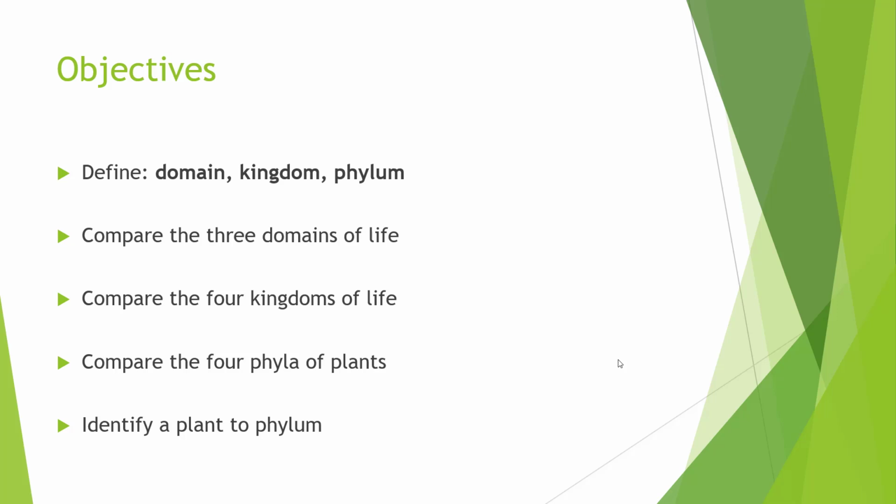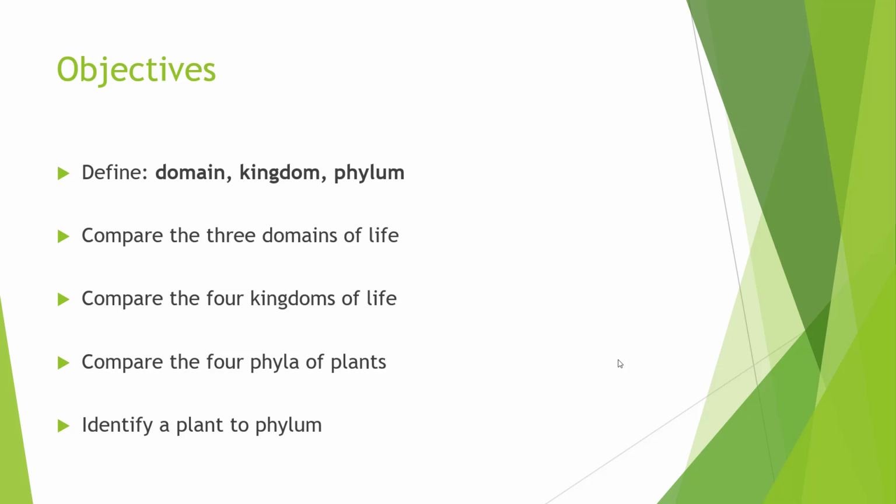Be able to compare the three domains of life. Personally, I recommend you draw a Venn diagram. Be able to compare the four kingdoms of life. Again, a Venn diagram is helpful. And for these two objectives, you're going to have a lot of overlap with biology. If you have taken it, time to pull out those old notes. And if you haven't taken it, time to save these notes for when you do.